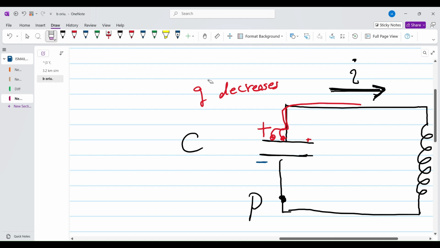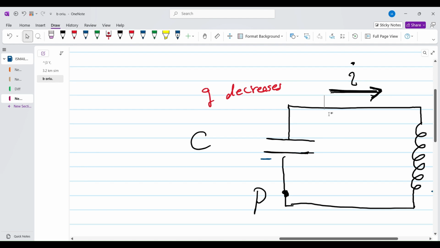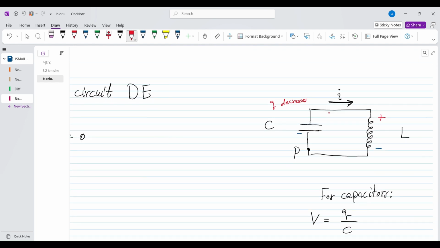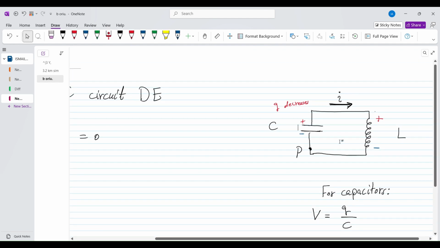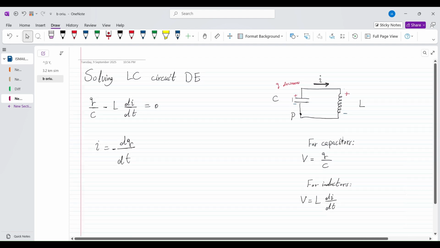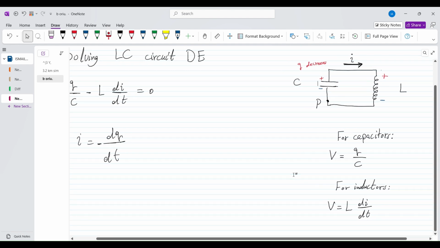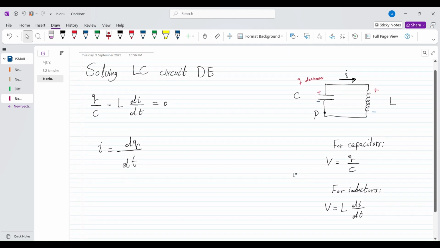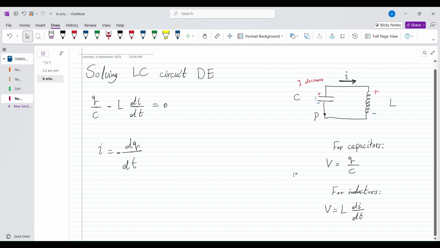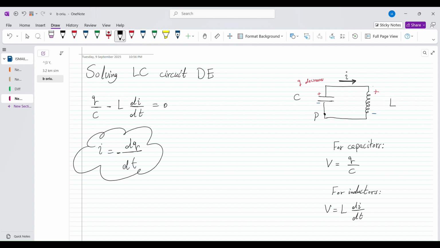So this is why. Of course, you can apply it for the case of charging this capacitor, but then the polarities for L will change also. So let's keep things simple, and if you want to think about it more, you can think about it by yourself. So now i is equal to minus dq over dt, and this is the trick. Why is that?